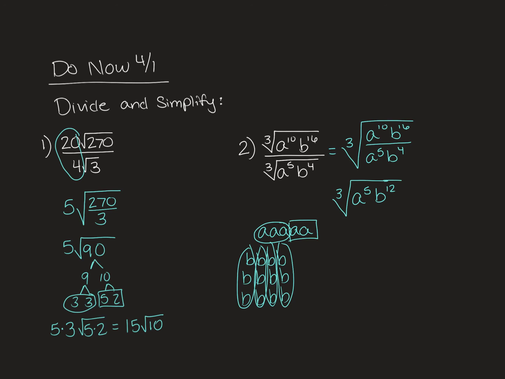So on the outside of my radical, I have one group of 3, so of the a's. So I have a to the 1st. I have 4 groups of b's. And then on the inside, I have a squared.